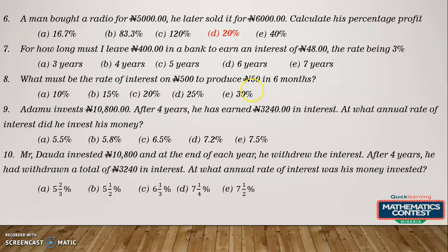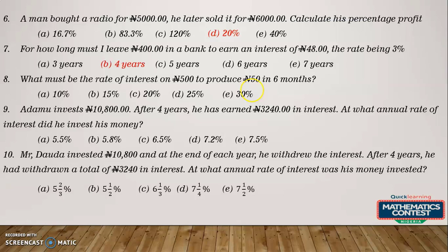For how long? Number 7. Must I leave 400 naira in the bank to earn an interest of 48 naira, the rate being 3%? To solve this is 100 times the interest, which is 100 times 48, divided by 400 times 3, and the answer will give us 4 years.